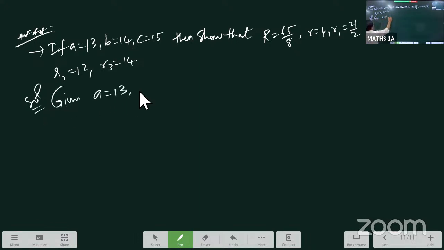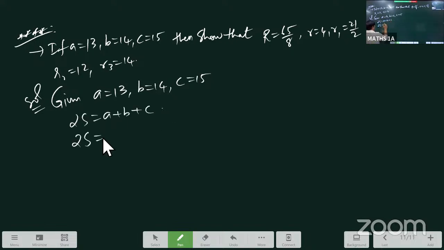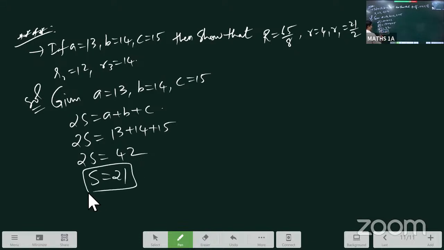Small a is 13, small b is 14, and small c is 15. First, I'm going to find 2s, a plus b plus c. The 2s is equal to 13 plus 14 plus 15, which is 27, 37, 42. Then s is equal to 21. I got s. S is equal to 21.